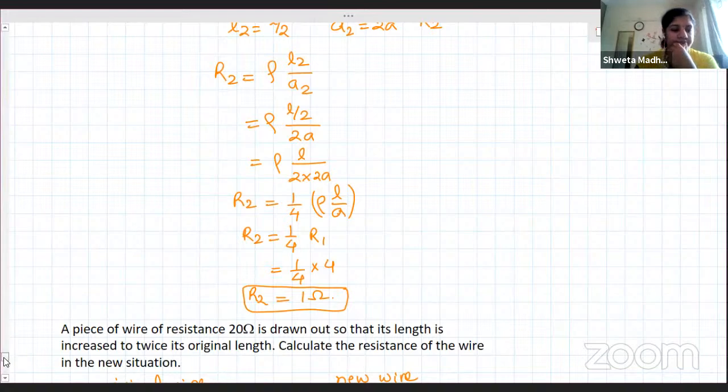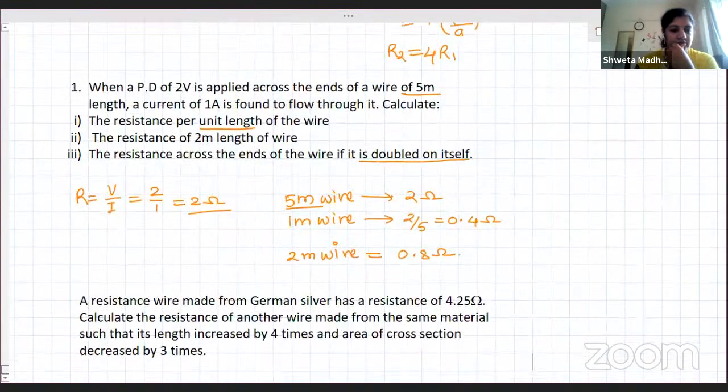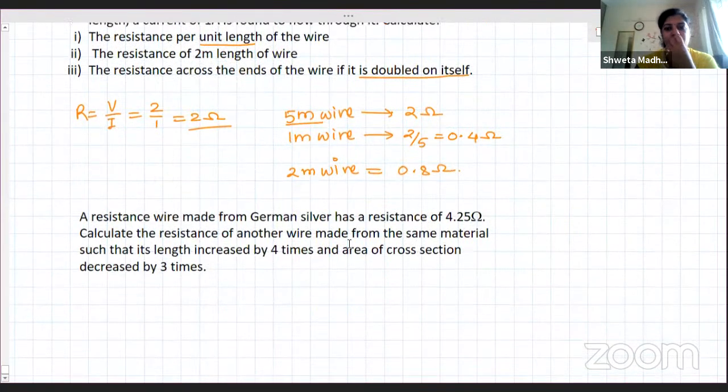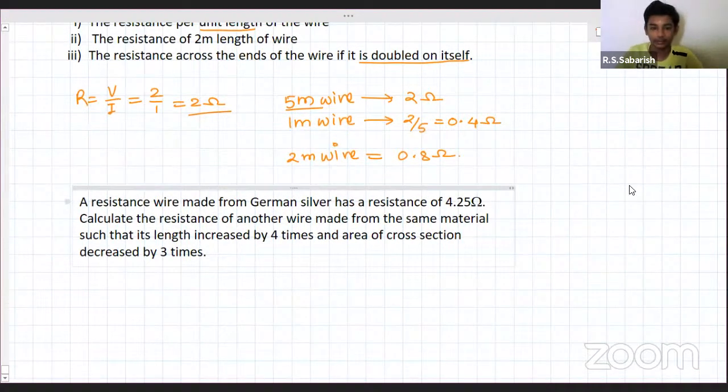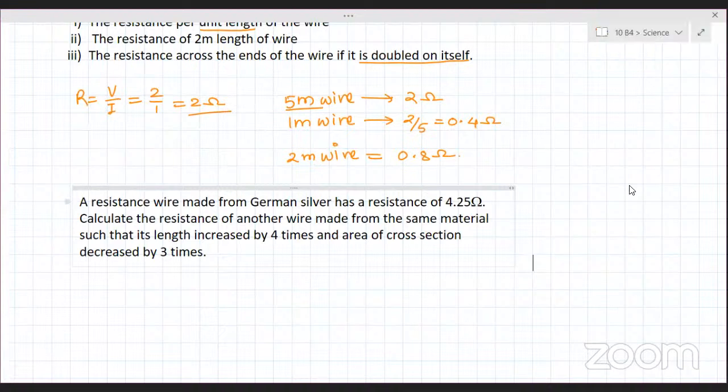Completed? Yes, ma'am. What's the answer you got? 0.5 ohms.